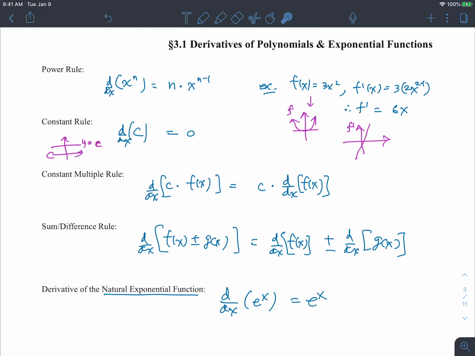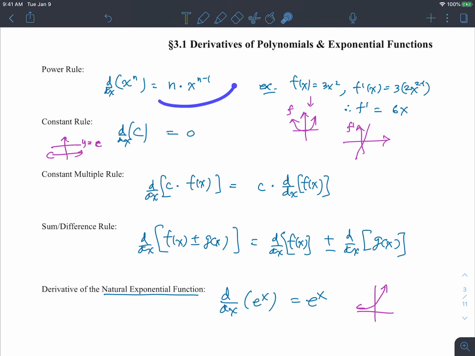And something that you should know: the derivative of a natural exponent, e to the x, is simply e to the x. It's one of those shapes, this shape right here, guys. The graph of the derivative, the function's slope, is exactly the same as the function. Isn't that funky? All right.